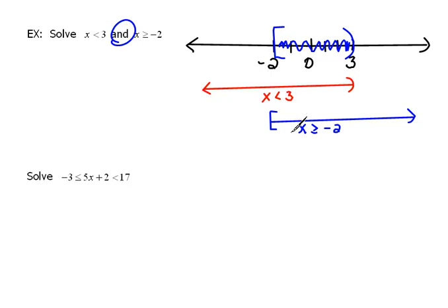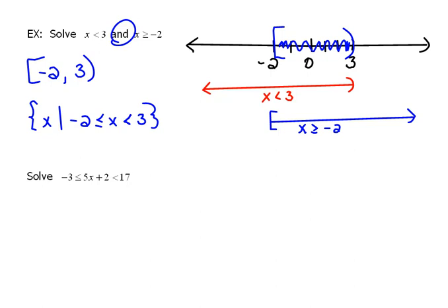Now in interval notation, that would start at -2 with a bracket and go all the way over to 3 with a parenthesis. For our set builder notation, this would be the set of all x's such that, now here again we're talking about the x's that are in the middle or in between -2 and 3. So because we have a bracket here, that means that there was an equal. Because there is a parenthesis, there is no equal.